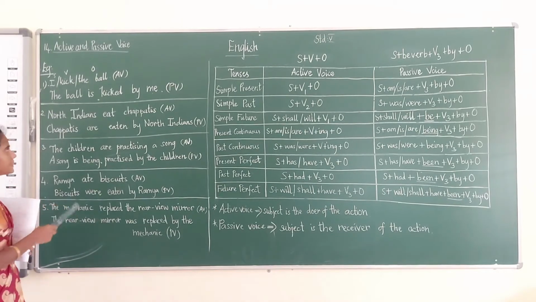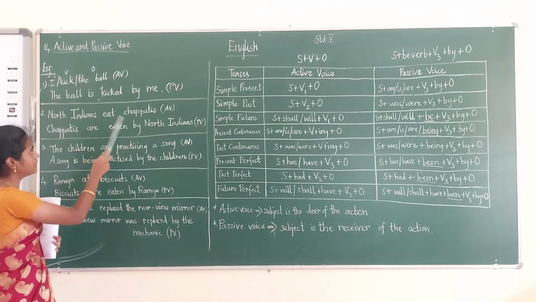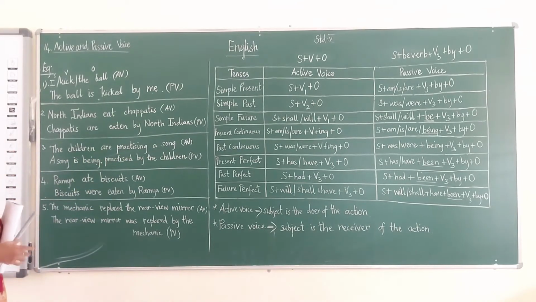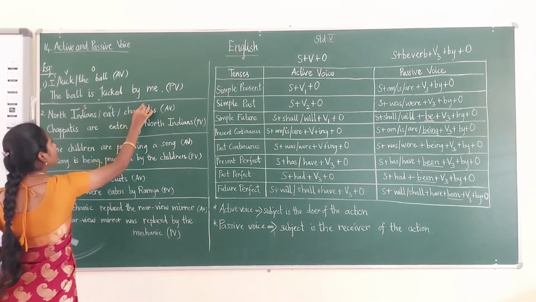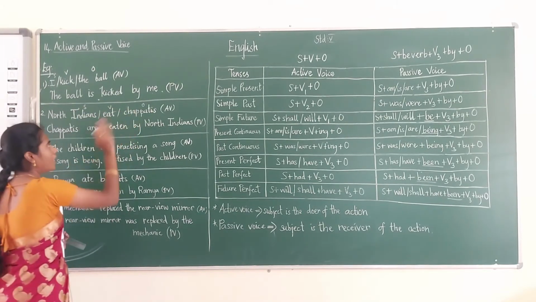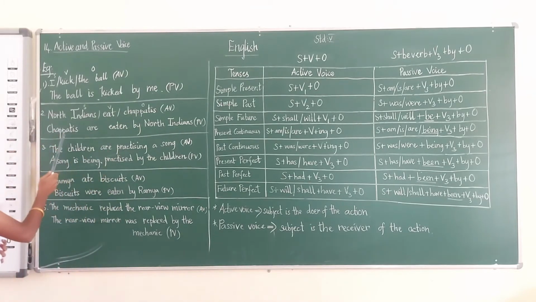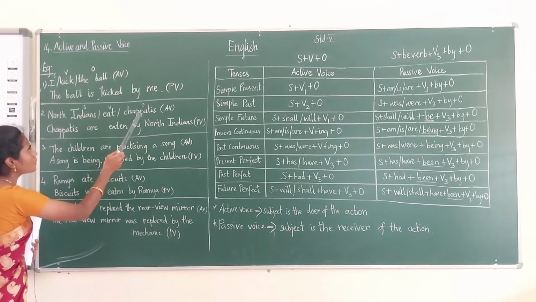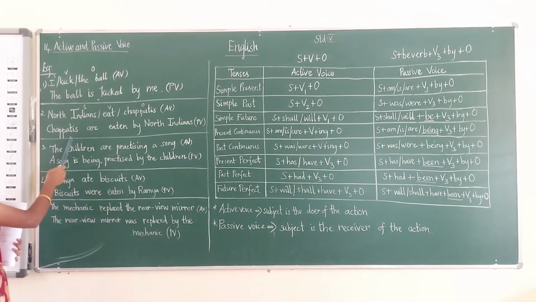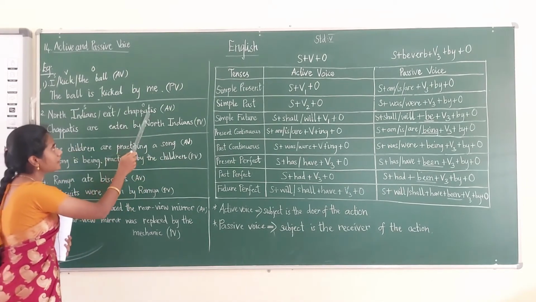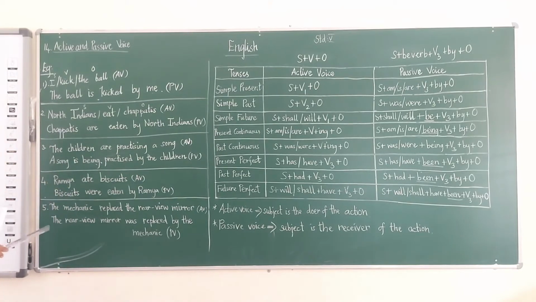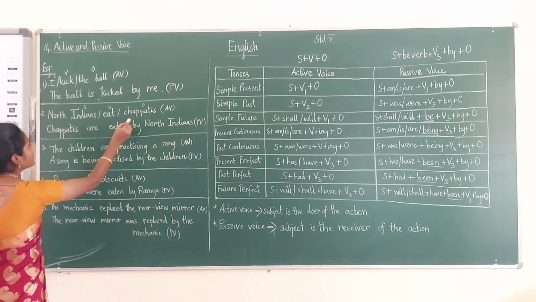Okay, so now see the next example. North Indians eat chapatis. So this is in the active voice. First you have to identify the subject, verb, object. North Indians is the subject. What does North Indians eat? Chapati. So this is the object. Now we are changing and writing. The subject becomes the object, and the object becomes the subject. Subject in active voice becomes object in passive voice, and object in active voice becomes subject in the passive voice. You have to change and write. So the object has become the subject.